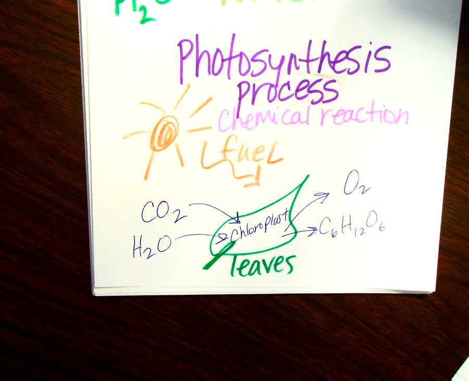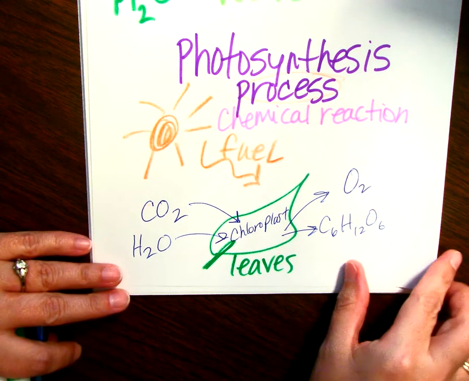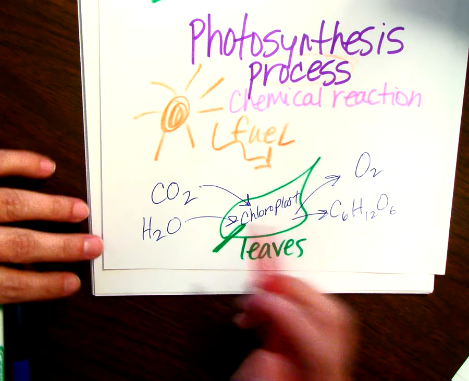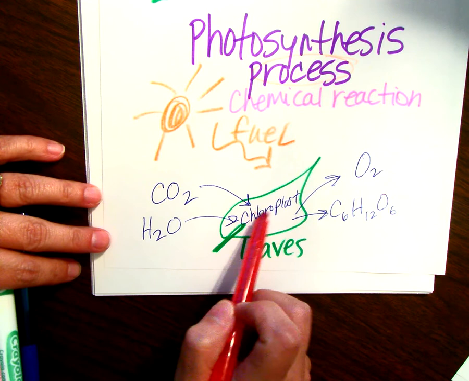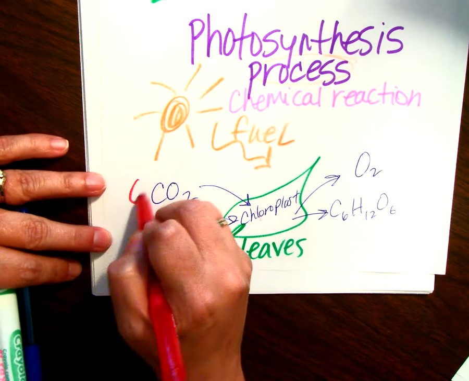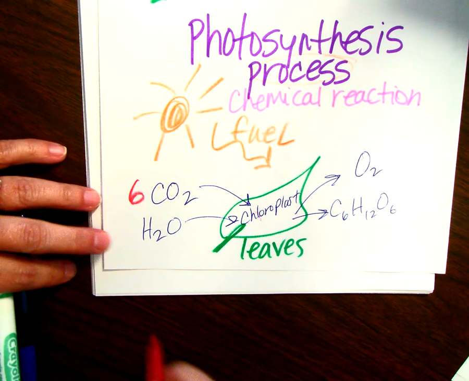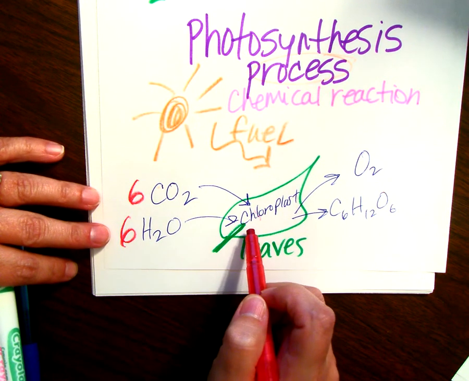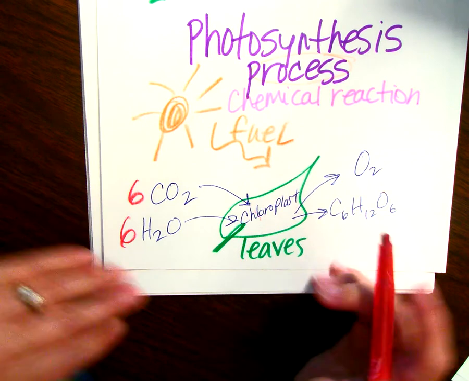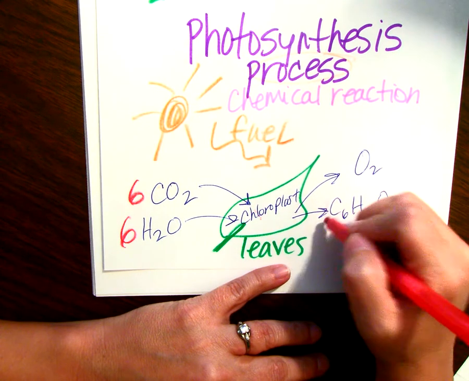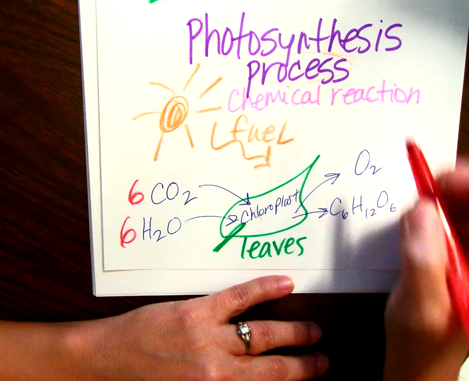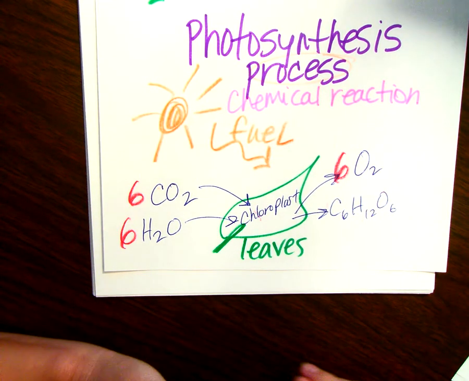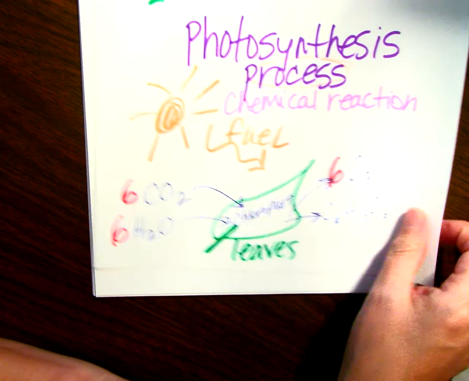So let's look at this in an equation. And just so you know, because we didn't talk about this last year, in order for this process to happen, the plant needs 6 molecules of carbon dioxide, 6 molecules of water in order for this process to even happen. And then after the chemical reaction occurs, we wind up with 1 molecule of glucose and 6 molecules of oxygen is released into the atmosphere. So let's look at this in equation form.